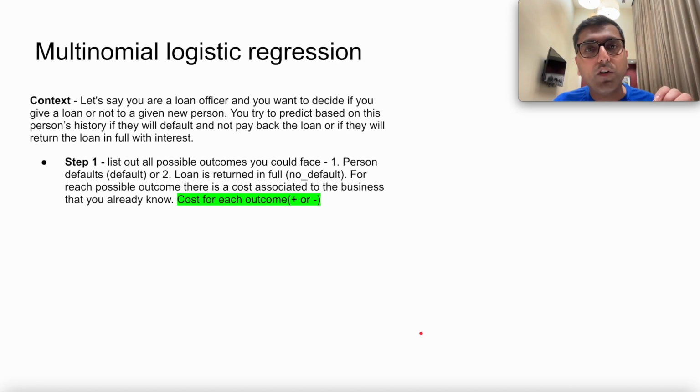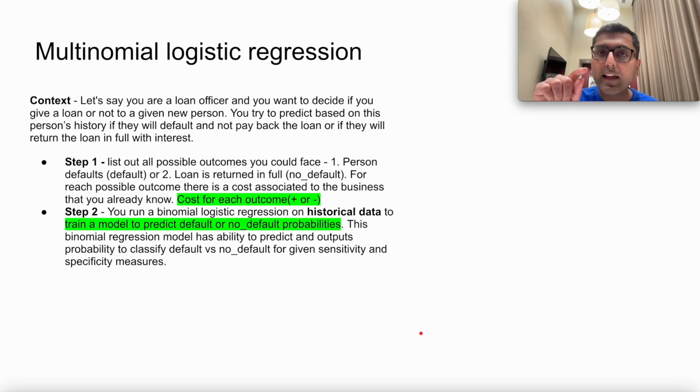When someone defaults on a certain loan amount, what is the cost to your business when they don't pay you back the money in principle? Once you know that, and you have certain historical data of your previous loans that you have granted, step 2 is for you to run a binomial logistic regression that we just learned in chapter 2 on all of your historical data. What does this give you? This gives you an ability to predict, which is probability.